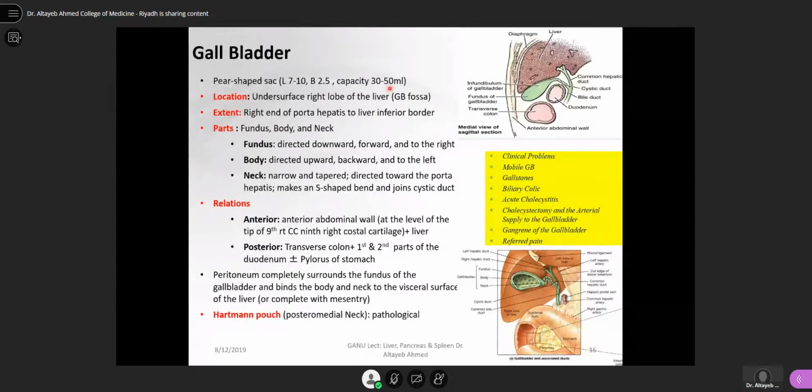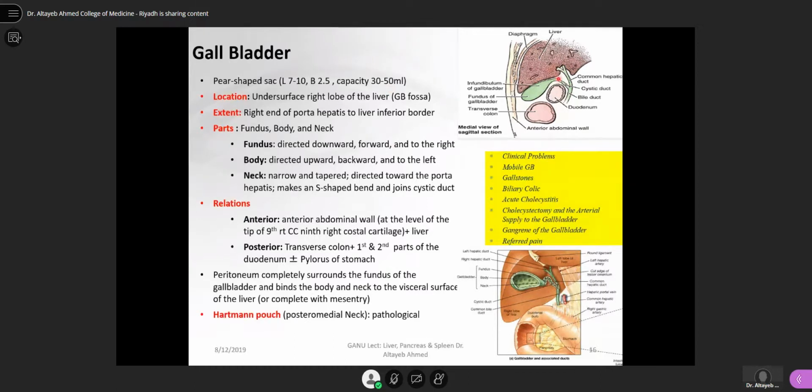Also, in cases of chronic inflammation, because of healing by fibrosis of the smooth muscles of the gallbladder, its capacity will be reduced, and this may be a sign of chronic cholecystitis. The length and breadth are very important in differentiation between empyema and mucocele. So that's why I wrote them to you.